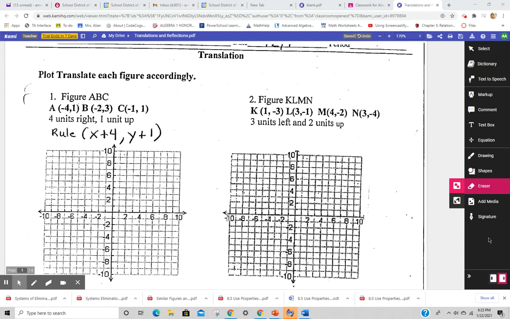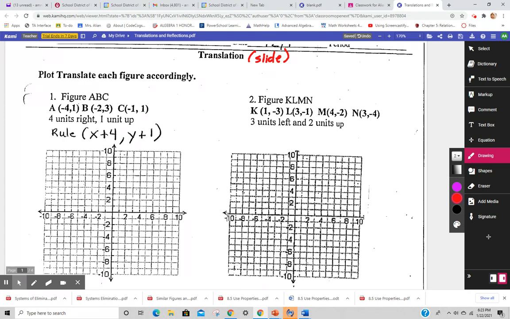Hi everyone, this lesson is on translations. Another word for translation is a slide. So basically what we're doing is we're taking the original image and we're moving it to another location. That's all translation is. Okay, so let's get started.